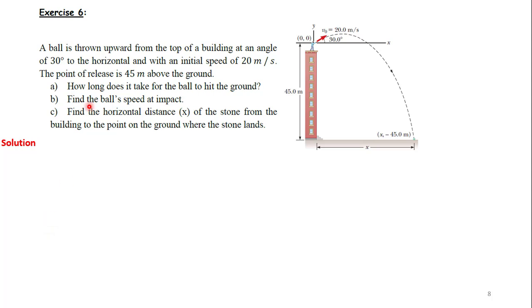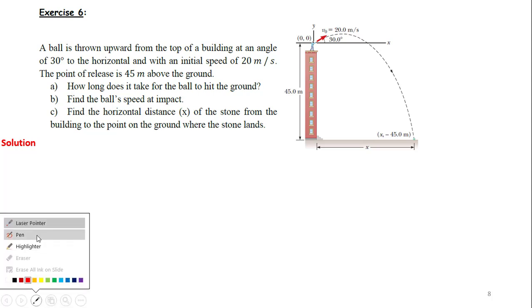Exercise 6. A ball is thrown upward from the top of a building at an angle of 30 degrees to the horizontal with an initial speed of 20 meters per second. The point of release is 45 meters above the ground. Okay, so if we have a projectile exercise, what do we have given?